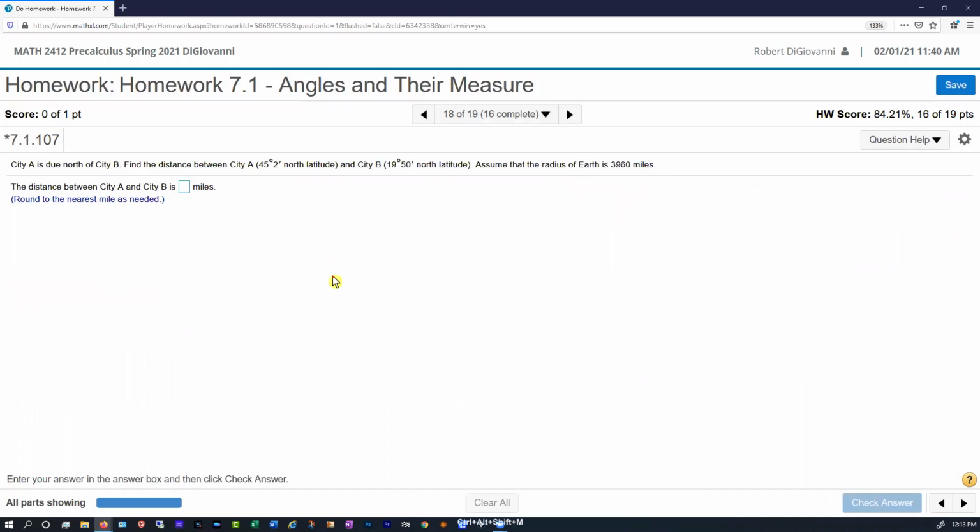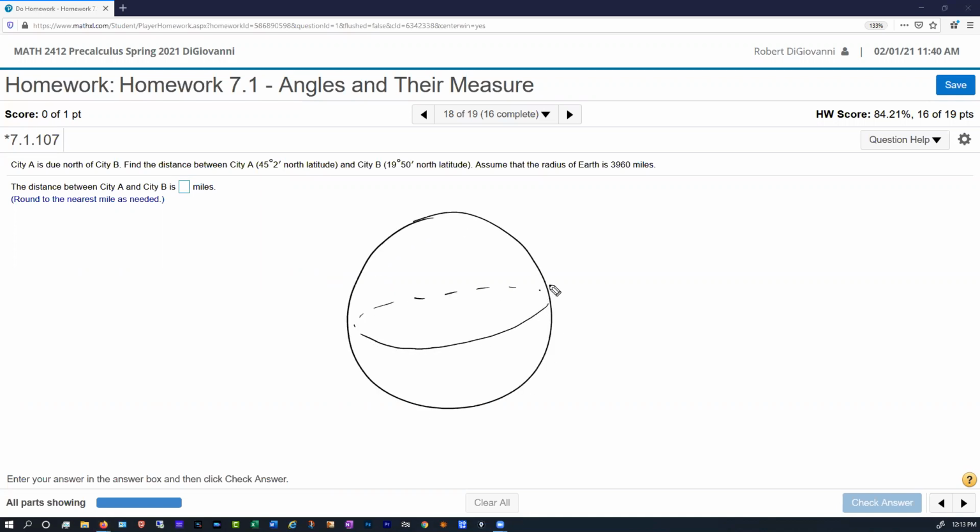All right, 18. Okay, this one's a little confusing. City A is due north of City B. So we're imagining that we have the Earth. Here's the center of the Earth. We're assuming that the Earth is a perfect sphere. Here's City A, and here's City B. So along the curvature of the Earth, A is due north of B.